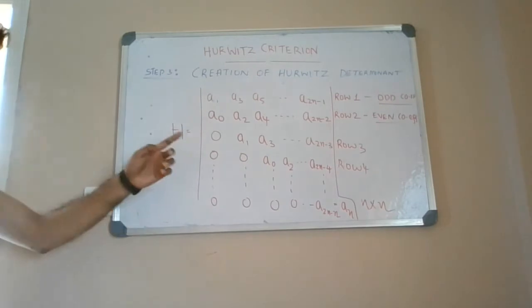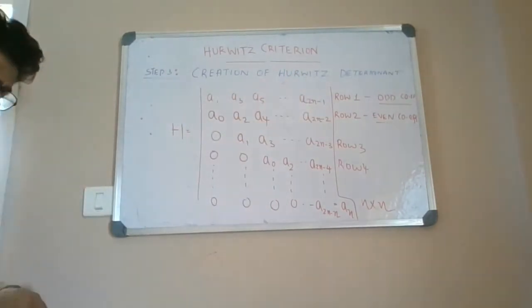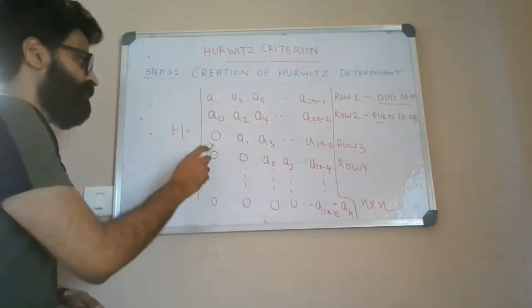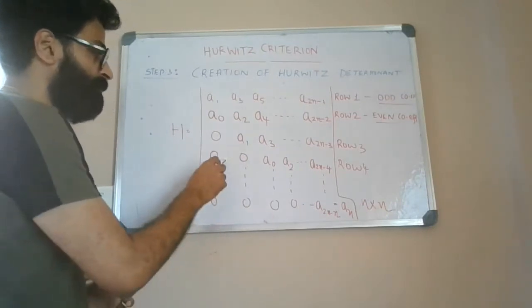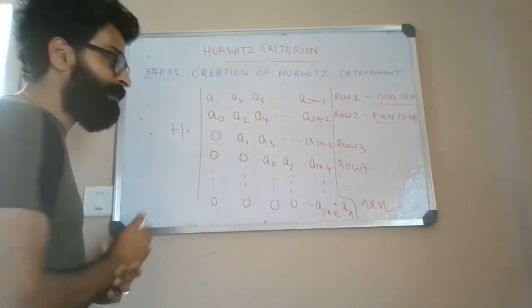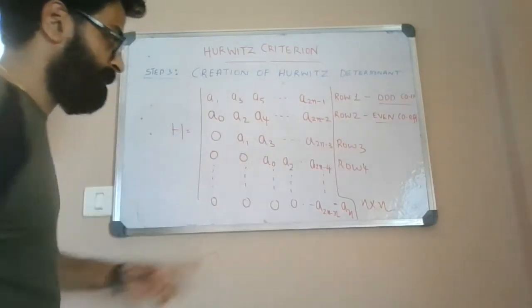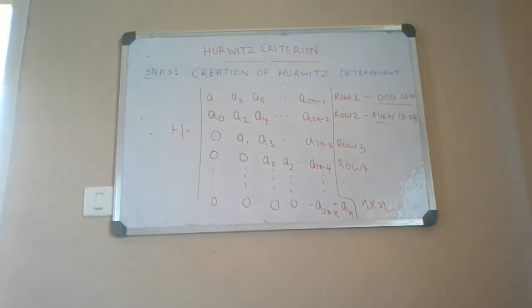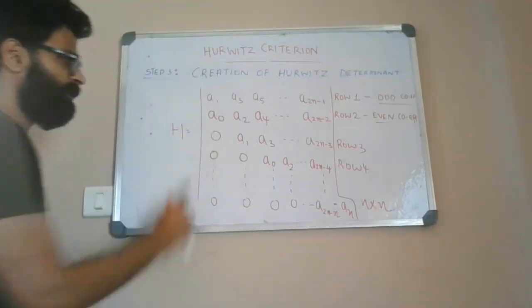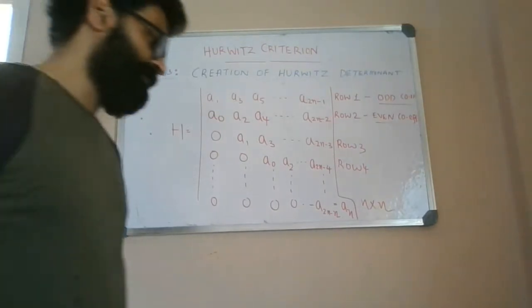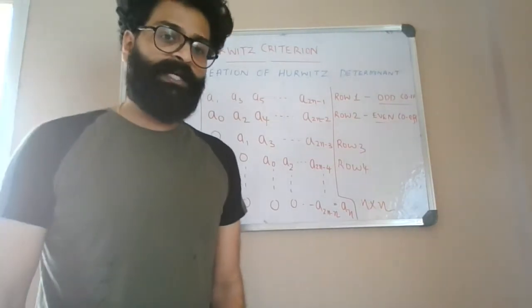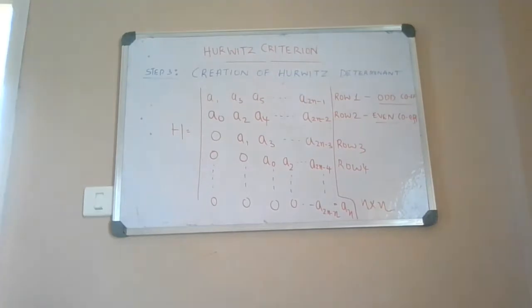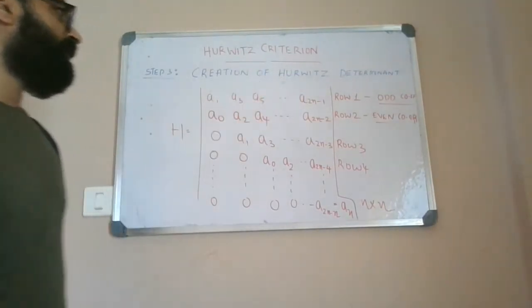So the first two rows are pretty easy. For row 3, you don't have to calculate anything. Just put the first element as 0 and repeat the row 1 coefficients. For row 4, put the first two elements as 0 and then repeat the row 2 coefficients. Basically you get something like a triangular matrix. In linear algebra, you must have seen the upper triangular matrix and lower triangular matrix. This is what we are trying to create in the Hurwitz criteria.